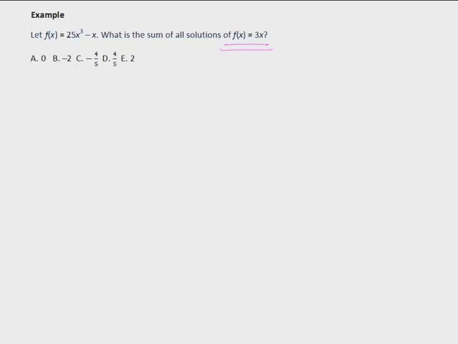So always look for the equation. I'll just replace f(x) by 25x cubed minus x, and that's equal to 3x, given. I need to solve. I need to find all the solutions of this equation, and I need to find the sum of all the solutions.